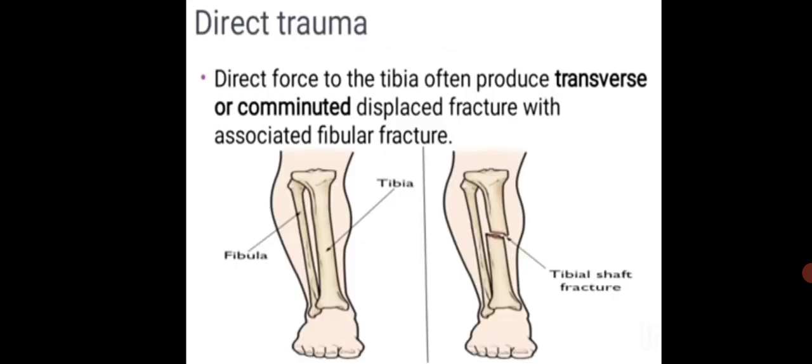In this X-ray, you can see that it is a comminuted fracture. That is, there are multiple fractures present in the tibia. Also, along with the tibia, there can be a fibular fracture because, as we know, in the middle of the two bones there are interosseous membranes. So, whenever there is a fracture of the tibia, there are more chances of developing fractures of the fibula.